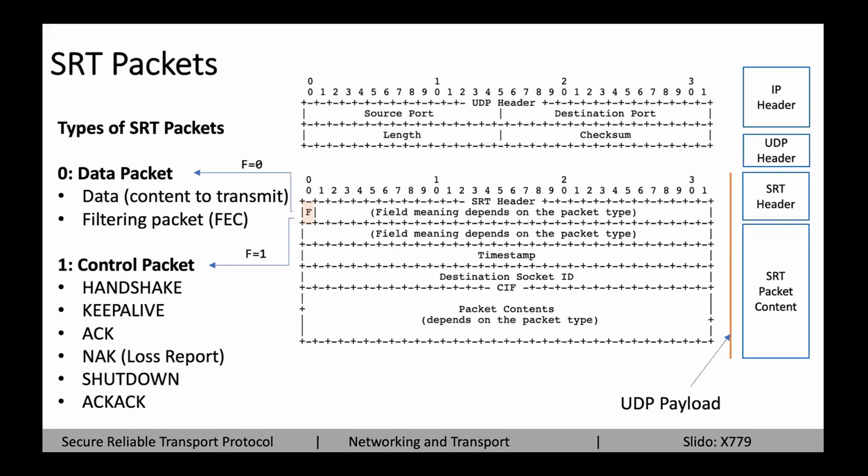This slide shows the placement of an SRT packet in the UDP payload. Every SRT packet has its own header and packet contents. There are two types of packets in SRT: control packets and data packets. The packet type can be distinguished by the corresponding bit flag F highlighted on this slide. Control packets are used to interchange control data, which includes handshake, acknowledgements, and so on. Data packets are used to transmit the actual payloads or forward error correction packets.